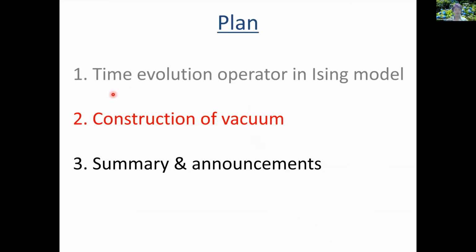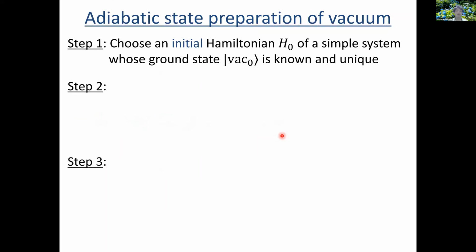Here I finished the section on time evolution operator. Next, I will discuss construction of the vacuum in the transverse Ising model. There are various algorithms to construct the vacuum. Here, I adopt an algorithm called adiabatic state preparation. There are 3 steps.